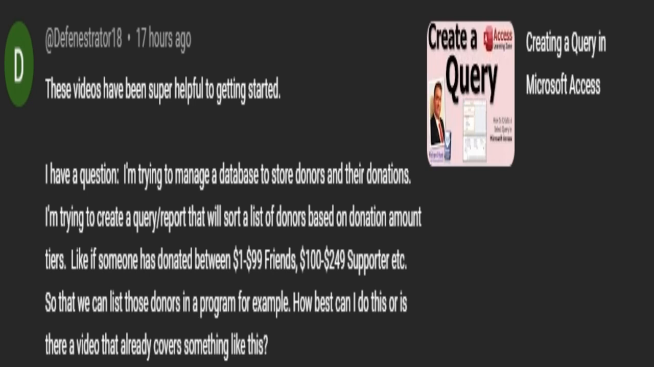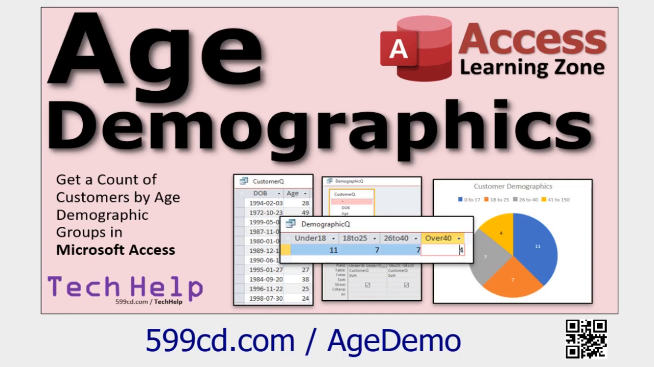He says he's trying to make a database where he can group people based on the total amount of their donations, like $1 to $99 friend, $100 to $249 supporter, and so on. Yeah, this sounds very much like what I do in my age demographics video. You put people into different groups, right? You've got under 18, 18 to 25, and so on. Same kind of concept.